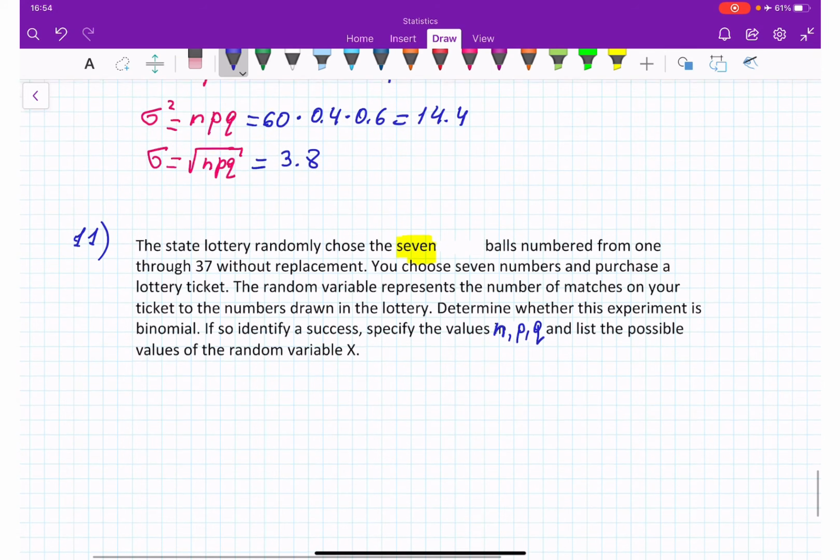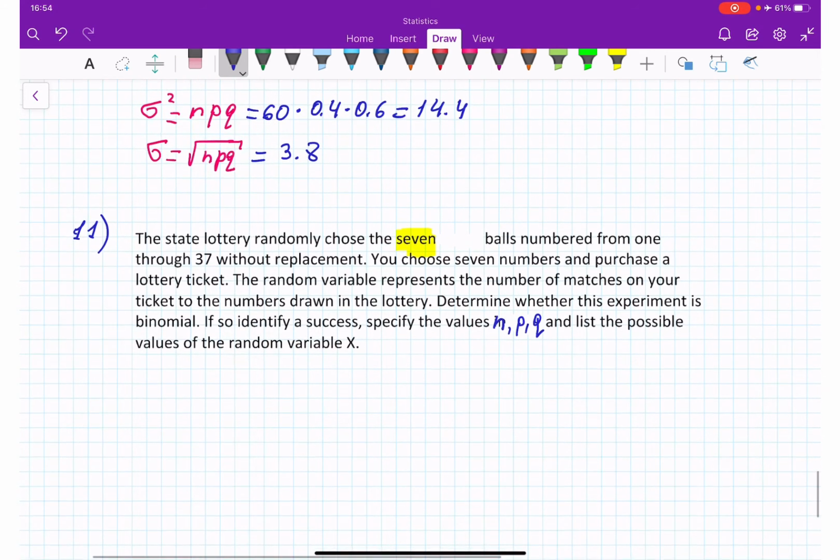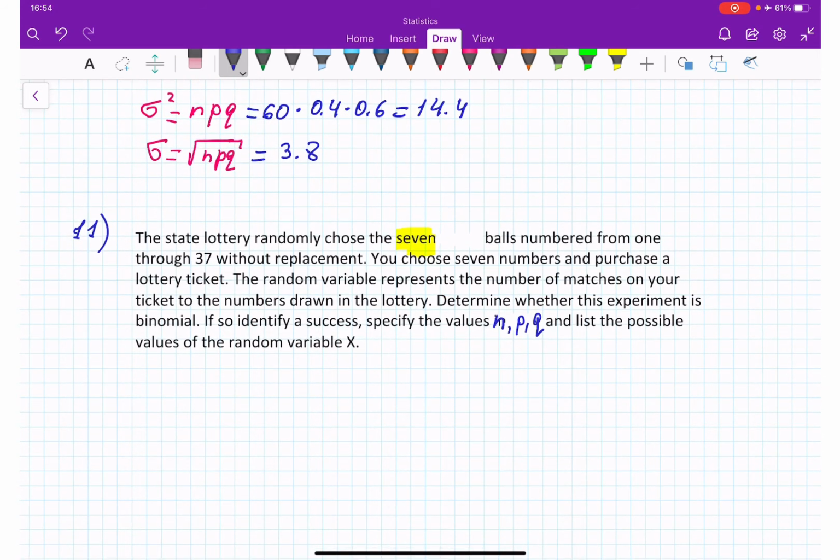Okay, let's get going. So what do we need? We need to know that if we have, first thing, a fixed number of trials, yes?